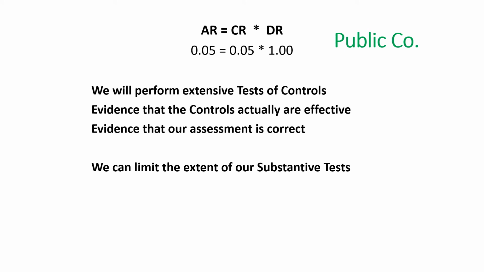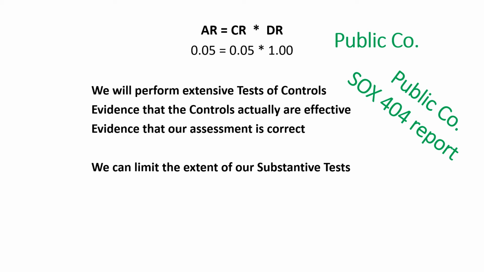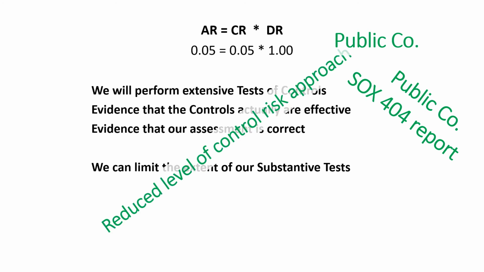So, public company, we believe their controls are effective. We preliminarily assess control risk as low. We'll perform extensive tests of controls. We'll have evidence that the controls actually are effective and that our assessment is correct. And then we can limit our substantive tests. We always have to do some substantive tests. Public, private, always have to do some substantive tests, but we can limit the extent of our substantive testing. Reduced level of control risk approach.